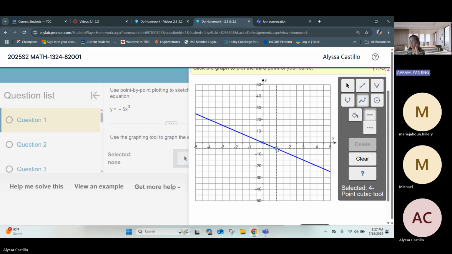All right. Yes. And then when x is -1, y will be +5. -1, y will be +5. And you click one more point. Okay.